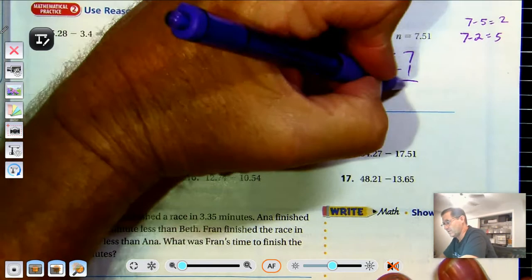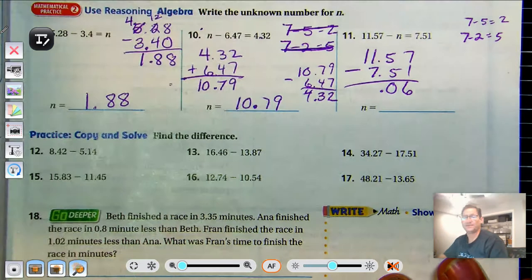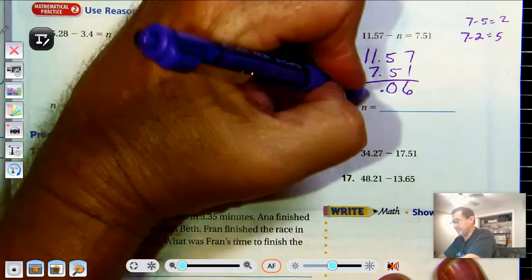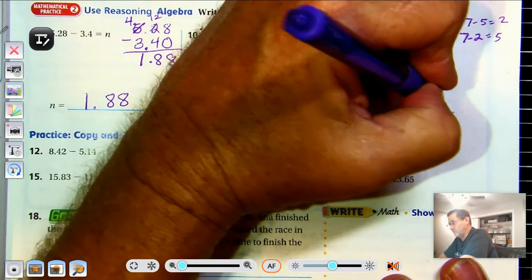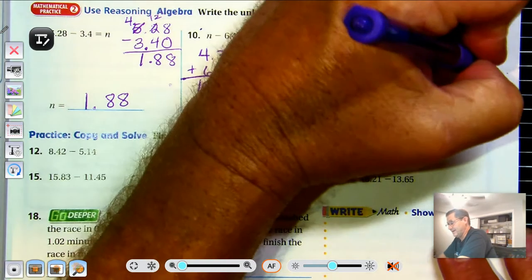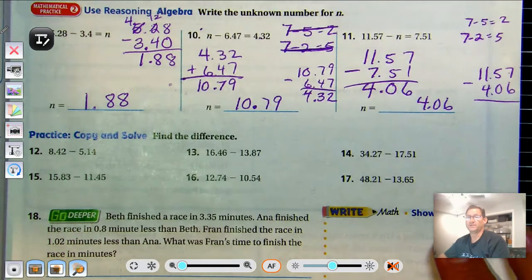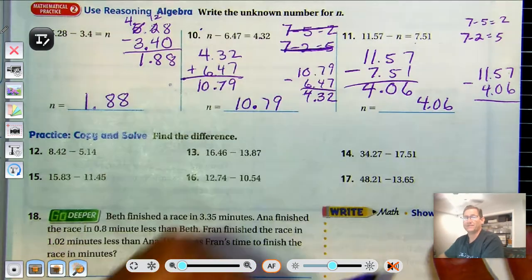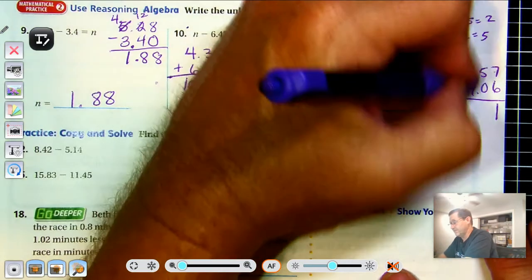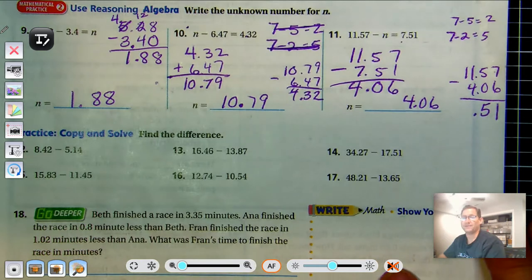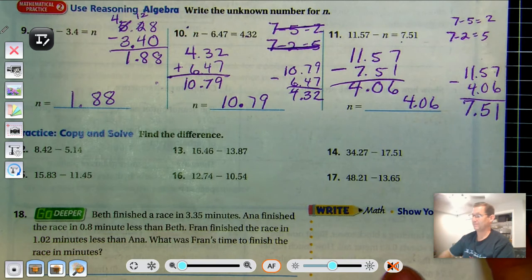So 7 hundredths take away 1 is 6 hundredths. 5 tenths take away 5 tenths is 0 tenths. And 11 take away 7 is 4. So we're saying our answer is 4 and 6 hundredths. We can check that by subtracting 4 and 6 hundredths. We should get 7 and 51 hundredths. 7 take away 6 hundredths is 1 hundredth. 5 tenths take away 0 tenths is 5 tenths. And 11 take away 4 is 7. Okay.